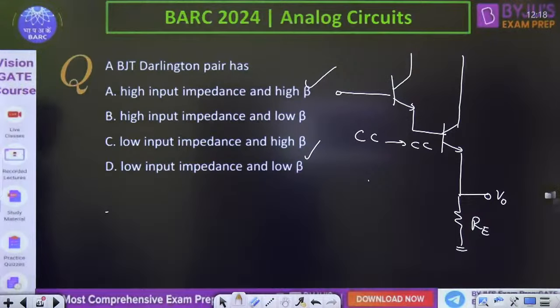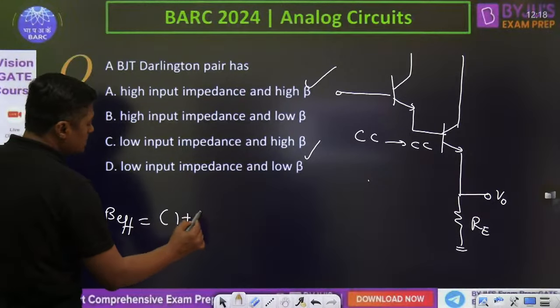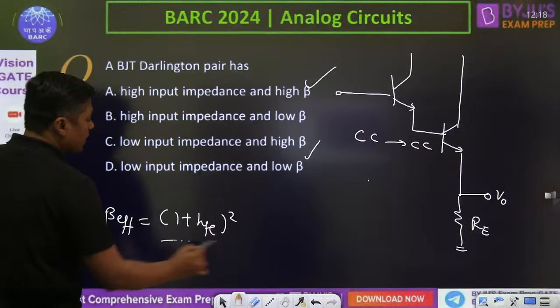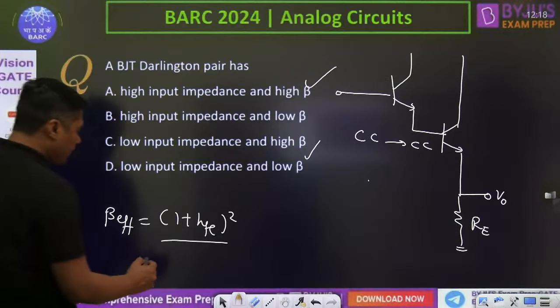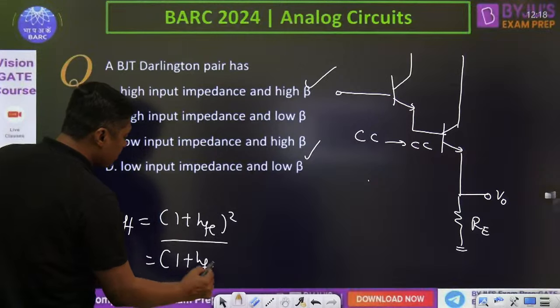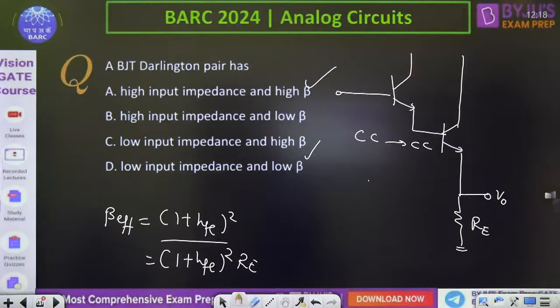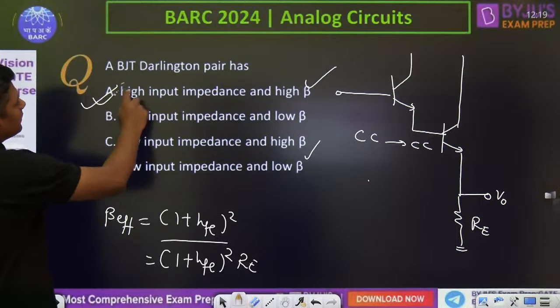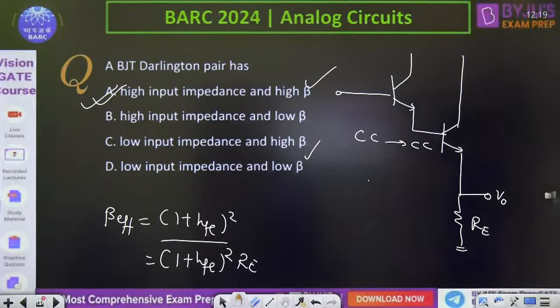So for common collector, current gain is very high, and again when we are connecting to, the current gain will become very high. Effective beta is very high. 1 plus HFE the whole square. This is called effective beta. And the input impedance is also very high. 1 plus HFE square times of RE. So input resistance is very high, and beta is also very high. That's why it's called super beta transistor. What is the name? Super beta transistor.